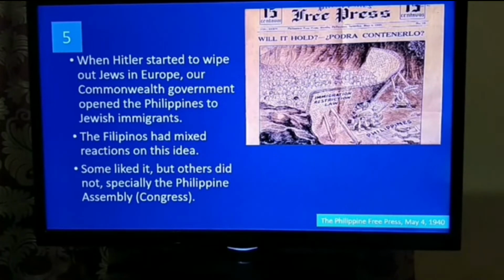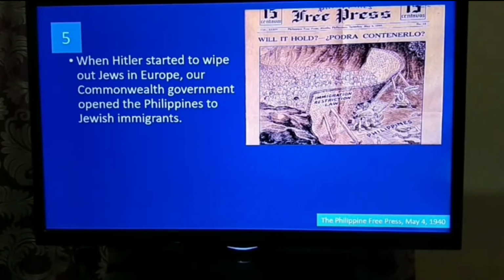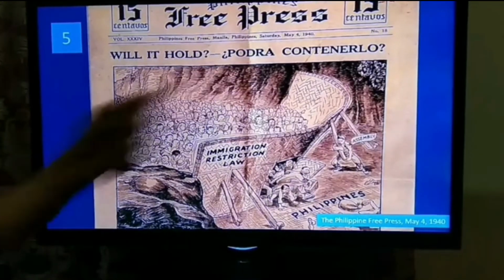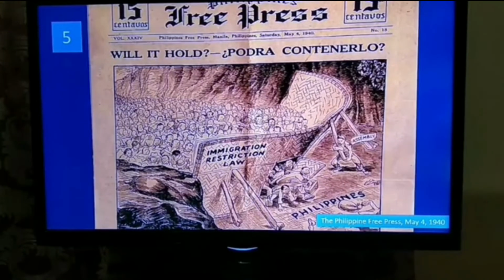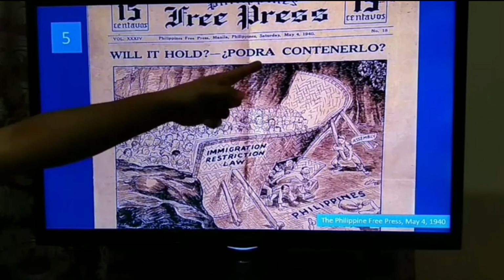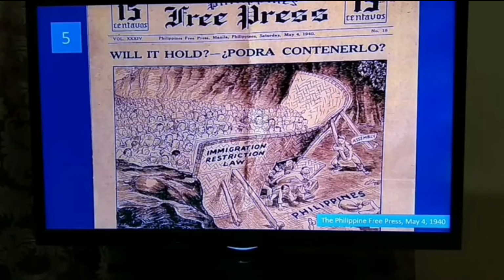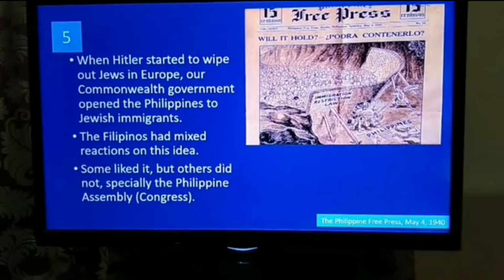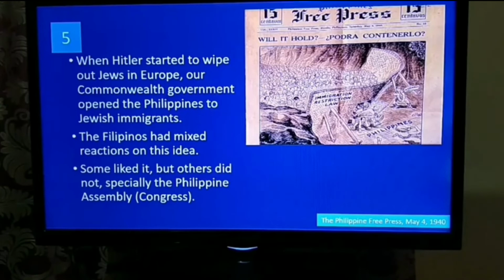Another observation here is, as you can see, the title is in English and Spanish. Will it hold? Podrá contenerlo. Okay? You know what this means? I know what this means. It means, will it hold? Yes. Okay, so that's the meaning of this caricature, and we can see that the Spanish language was still alive during that time.